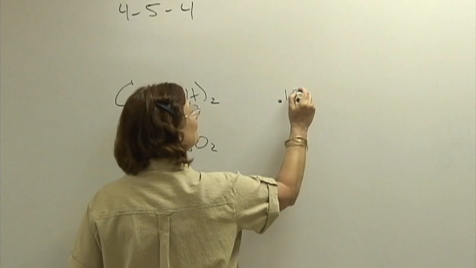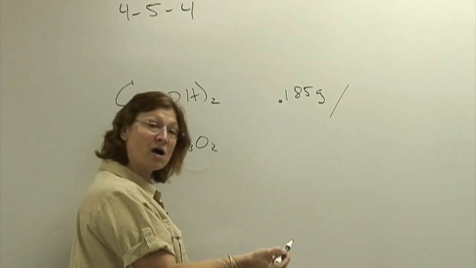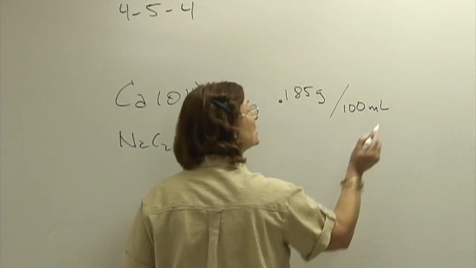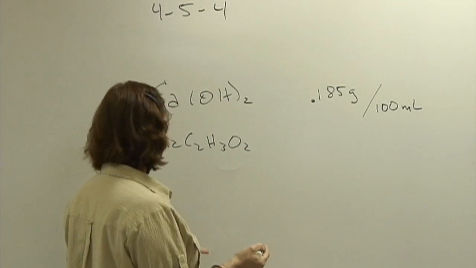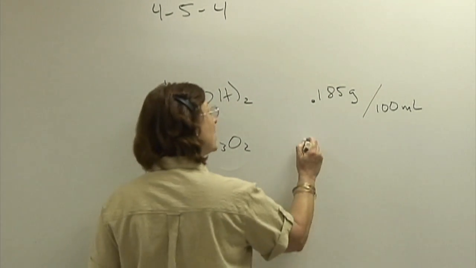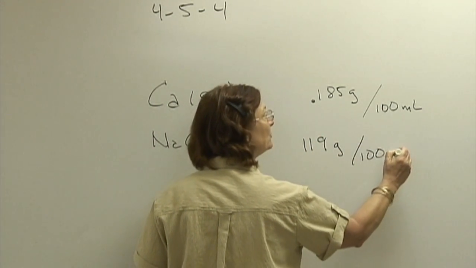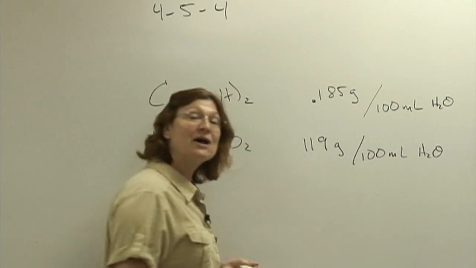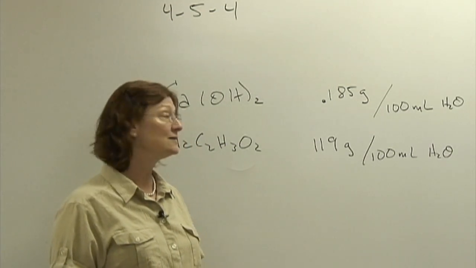0.185 grams of the calcium hydroxide will go into 100 milliliters of water. And sodium acetate, there are 119 grams that will go into 100 milliliters of water. That's how we determine what the saturation point is for these solids.